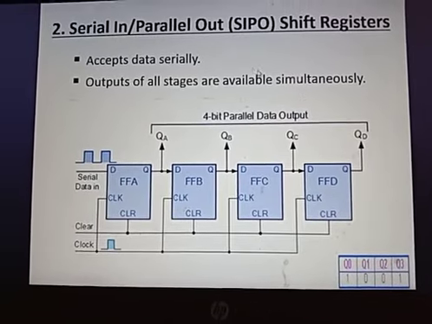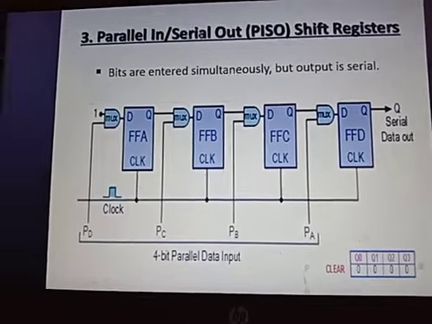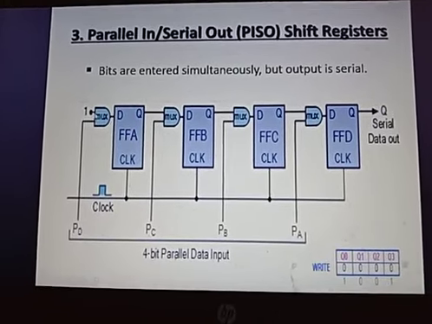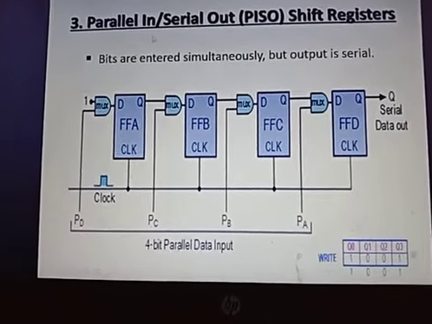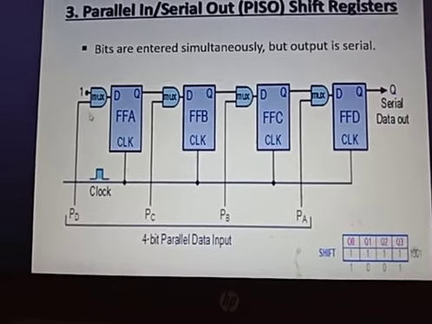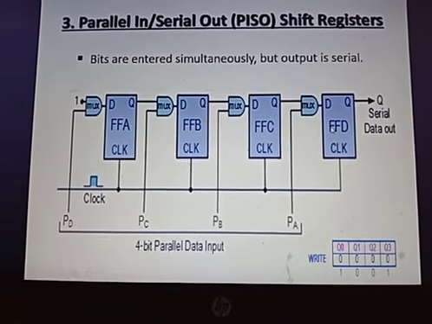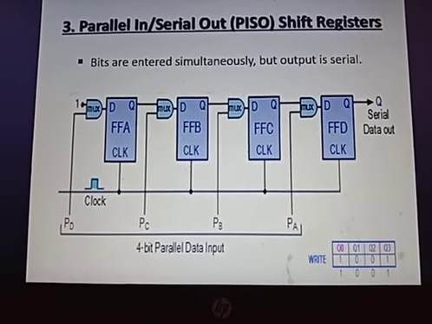Next, serial in parallel out is over. Next we'll go to parallel in serial out registers. This is a somewhat complex register because we require an additional circuit to make the parallel input travel to the serial output. That additional circuit is represented by a multiplexer. You will understand it better when we discuss the last type of register.